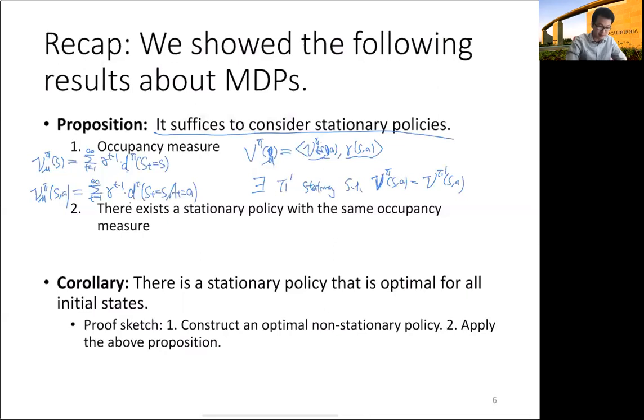Okay, so I hope that explains the occupancy measures a little bit more. After proving this, we apply this proposition to show that there exist stationary policies that are optimal, and that proof is more understandable. Basically, we can construct a non-stationary policy that is optimal by appealing to the definition of V star and Q star. Then we can apply this proposition to convert it into a stationary policy, which happens to have exactly the same value. All right.